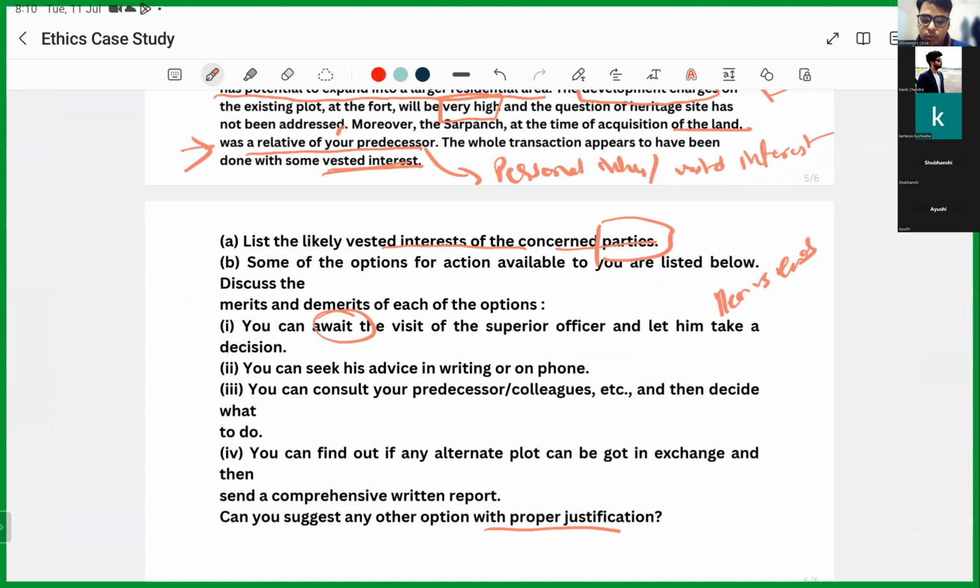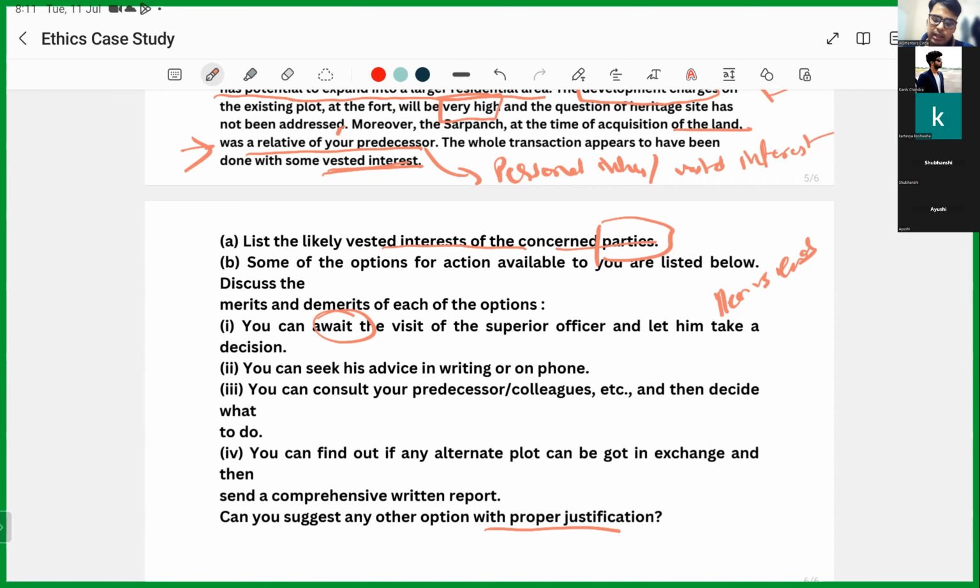But yes, if you take advice in writing, you will give all the documents and all the evidence, and whatever your senior says will also be in writing. Even if you're communicating with your predecessors in writing, whatever they reply will be good for you, to take the decisions or to influence the decision. So the merits will include all this.